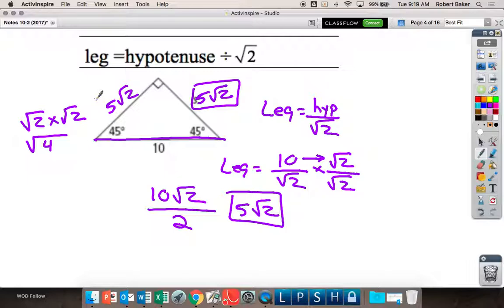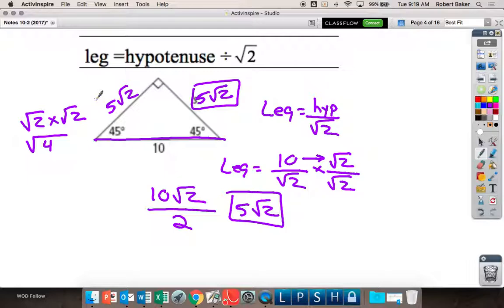Okay, so a couple of things you guys should hopefully start to pick up on. If the hypotenuse is a whole number, the leg will have a radical. If the leg is a whole number, the hypotenuse will have a radical. It's one or the other.